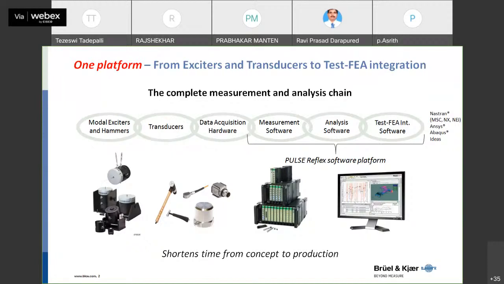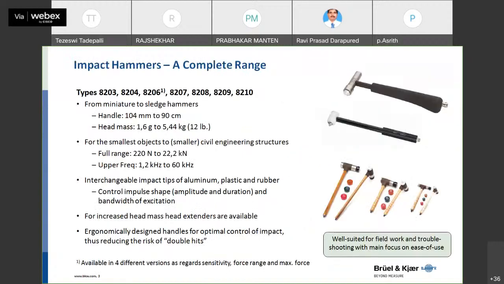But you are trying to see the physical properties of the structure. You are also trying to compare it later on with the FE data, to see how close your practical data is with the FE data. So you have small hammers, right from 1.6 grams to 5.4 kgs. So right from small PCBs to large plain structures for civil engineering. Many of these hammers will impact it.